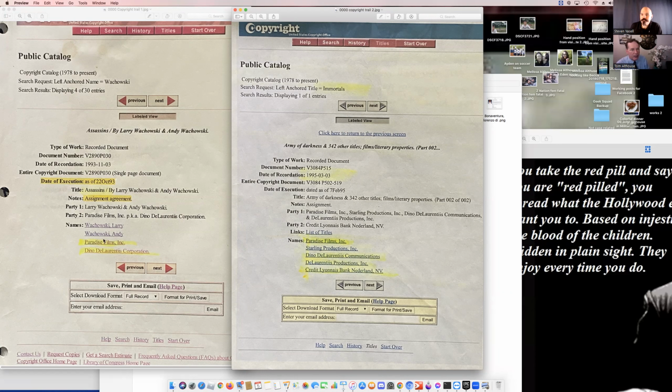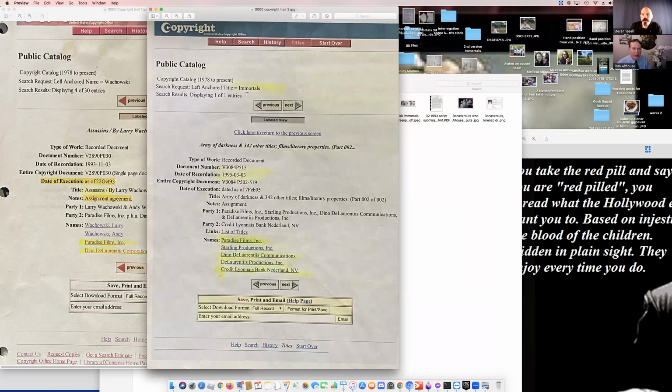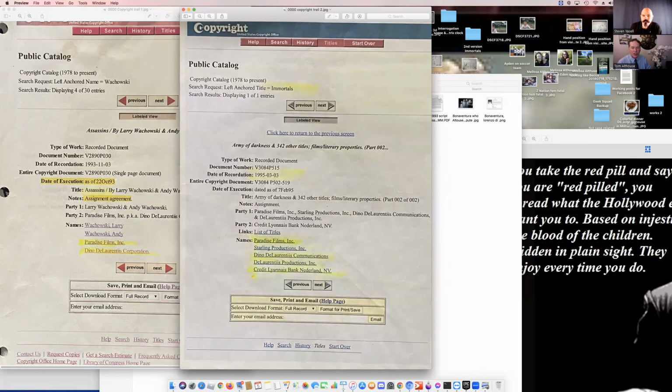There's Larry, there's De Laurentiis, Paradise Films, on Larry and Andy. Now go to the next one. 340. Look at this one. Immortals, our title, 1995, Paradise Films, De Laurentiis Productions, and the investment firm claiming they wrote it. No body of work, with 342 other titles, and Army of Darkness under it. So there they are copyrighting my title. And where are the Wachowskis on this, Stephen? Where are the Wachowskis on the Immortals title?